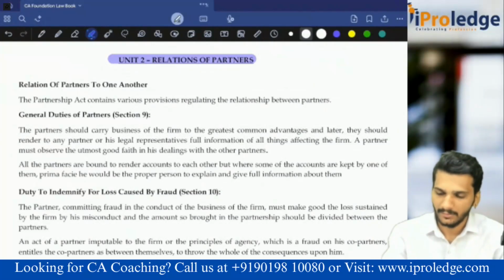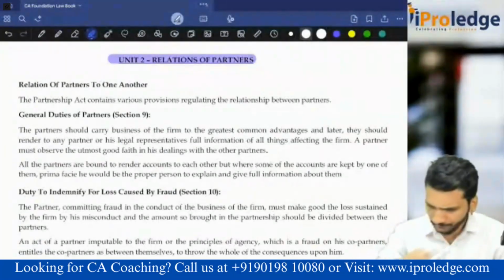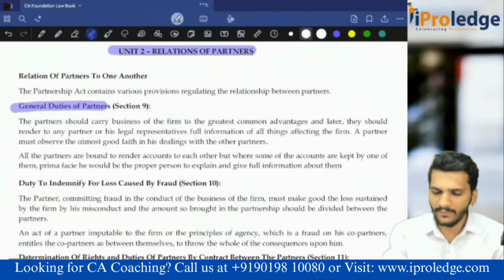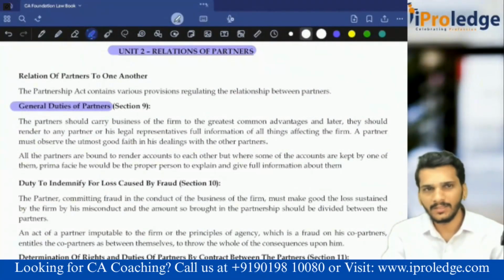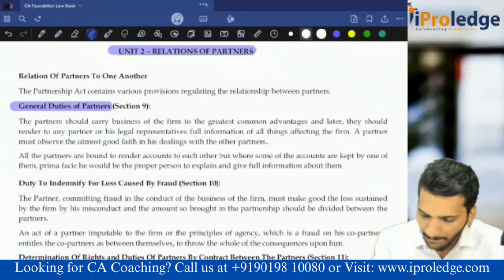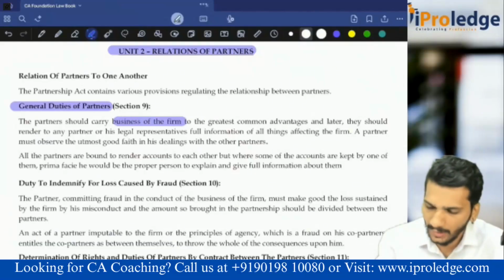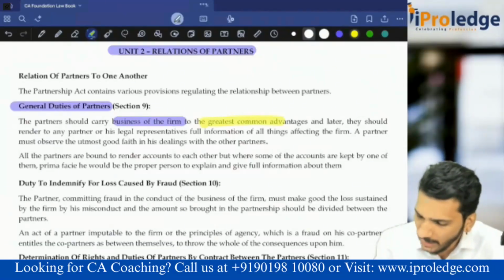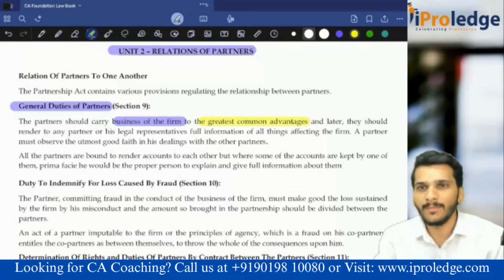There are some duties. What are the duties of the partners? They have to act according to 3 things. One is business of the firm should be carried to the greatest common advantage.